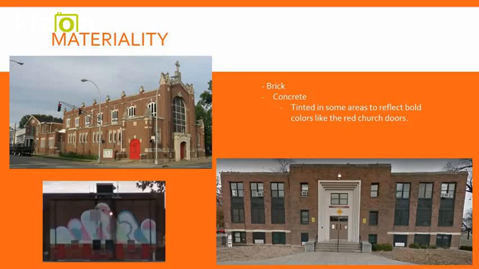We talked about materiality some. Overall, we decided to do some brick on the bottom walls, but mostly concrete panels, where some of them will be tinted, picking up on the colors like you see the red here in these doors, trying to tie in with the site and using pops of color. And this is the community center as well.